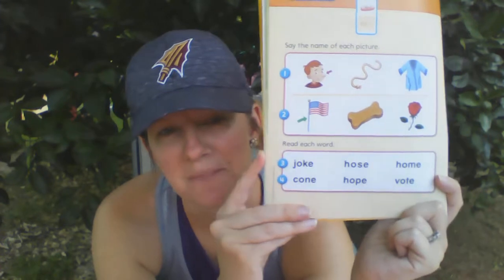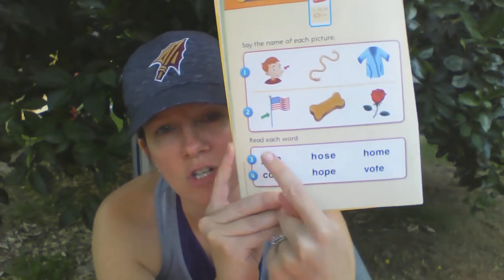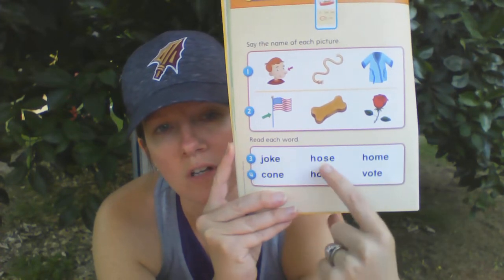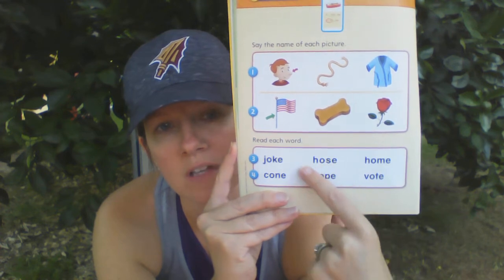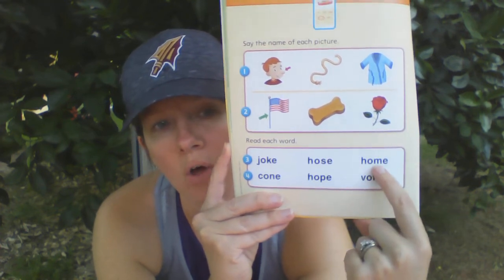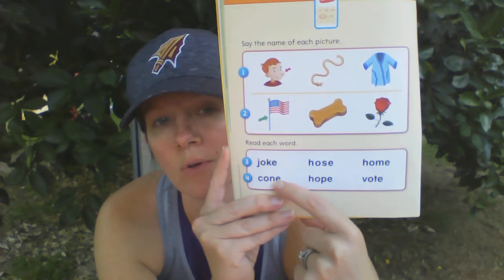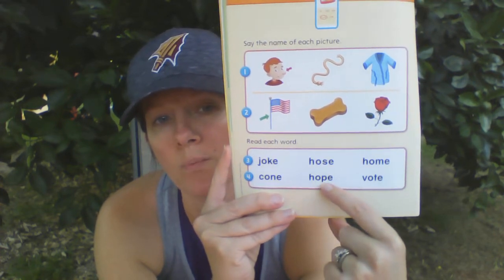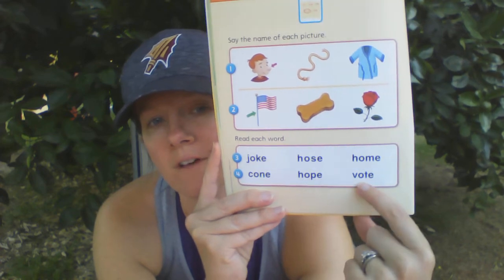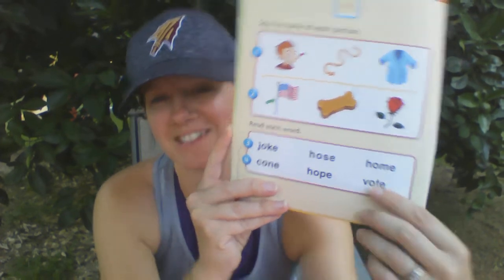All right, you ready? Oak, joke. Ose, hose. Home, home. Own, cone. Ope, hope. Oat, vote. Very, very good.